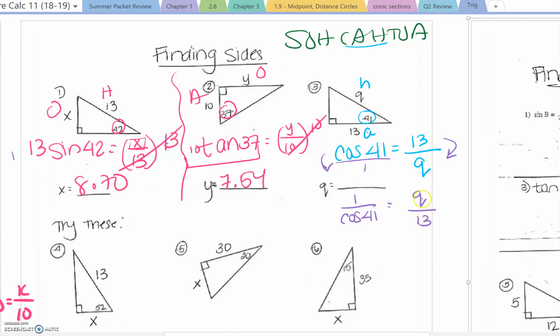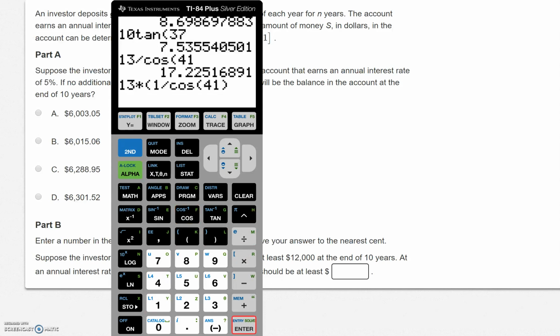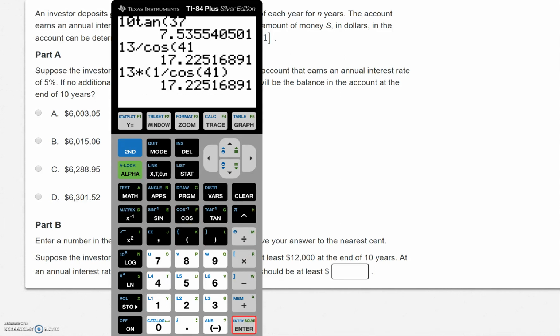You want the Q to be isolated. So I'm going to multiply this by 13 and this by 13. Just make sure in the calculator you do this carefully. You want to take 13 times this entire fraction. So 13 times, I'm going to put this in parentheses, 1 over cosine 41. And you get the same answer, 17.23.